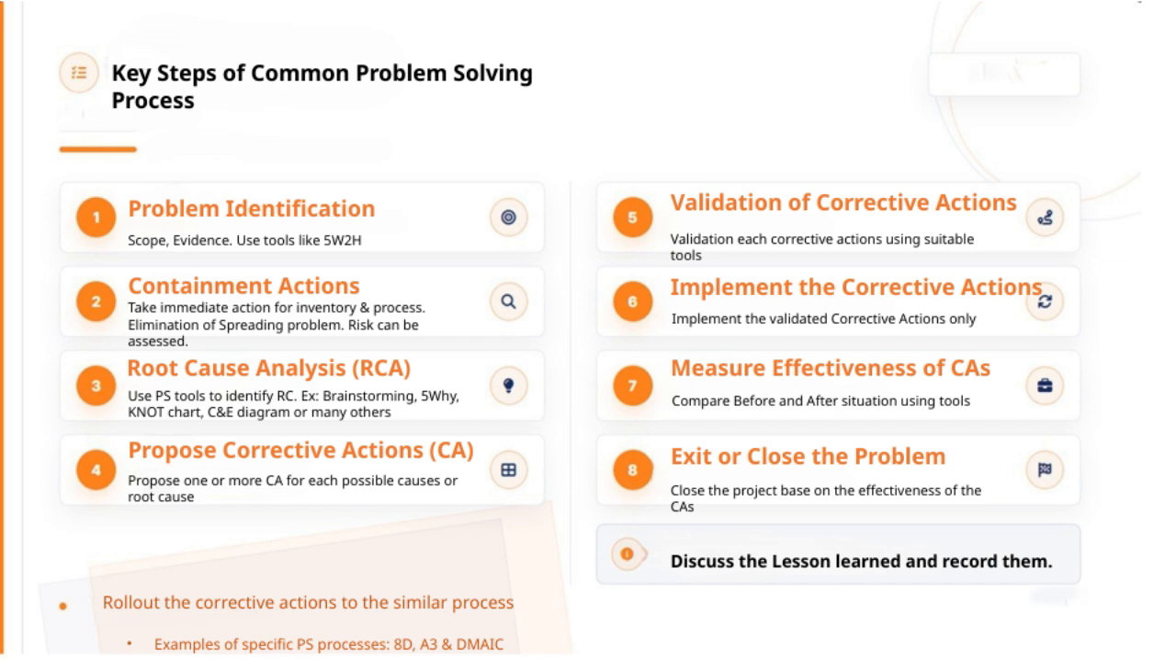During this phase, we define the scope and gather evidence, often using tools like the 5W2H framework to guide our investigation. Problem identification is the key first step. It involves clearly understanding what the issue is, supported by evidence and data. This forms the foundation for all subsequent problem-solving activities.